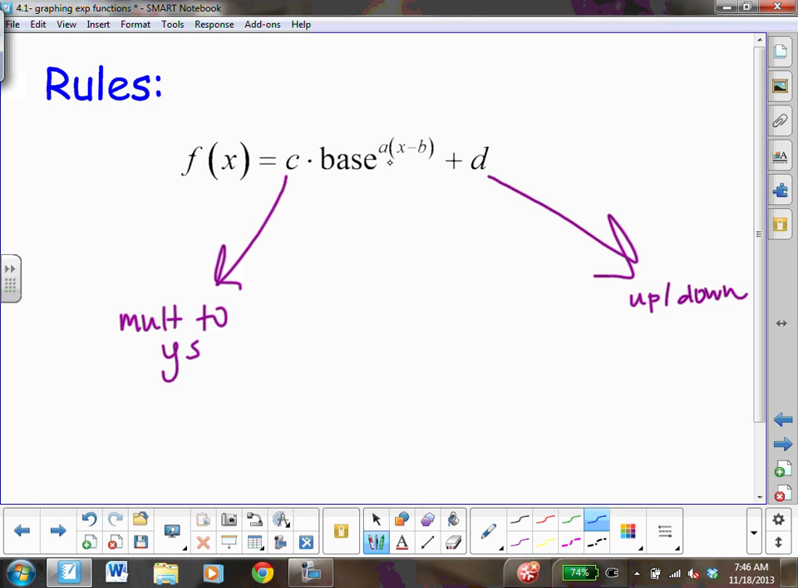Then operations with x happen in the power. The base could be anything, and your base will help you determine your parent points. But anything occurring in the power, we always do the opposite, and it's going to affect how our x's change. So the a gets multiplied to the x's, and you're always going to do 1 over that. And then the minus b, that's your left and right shift, and you always go opposite of the sign.